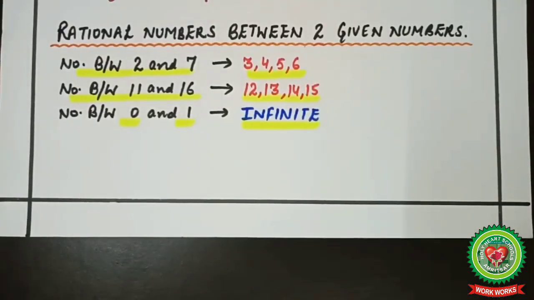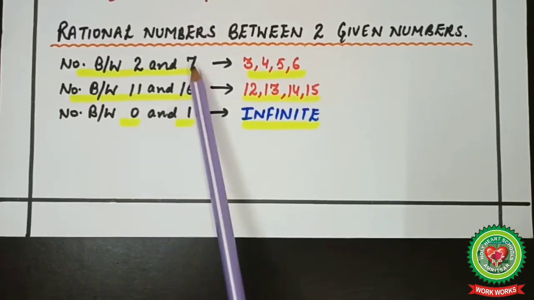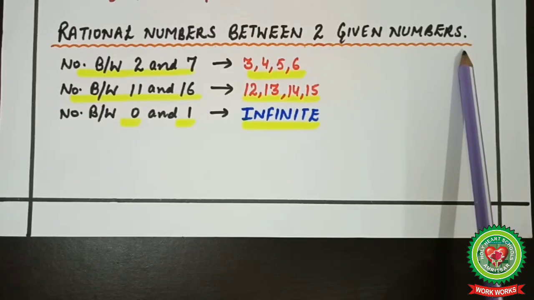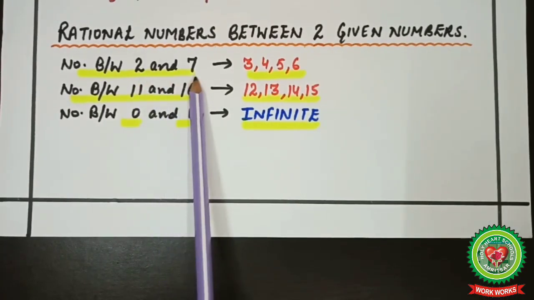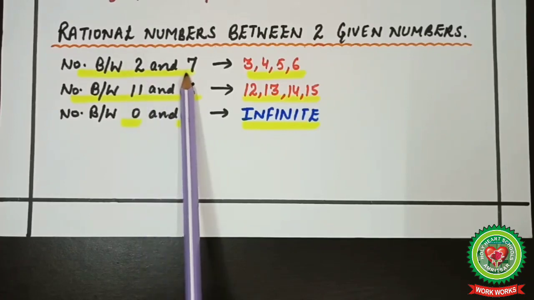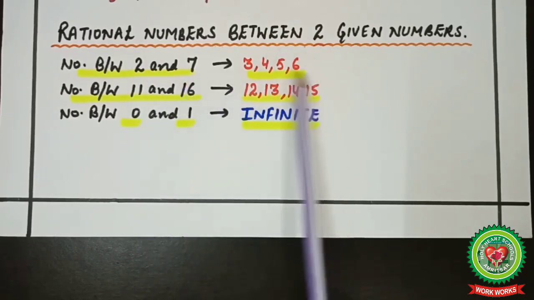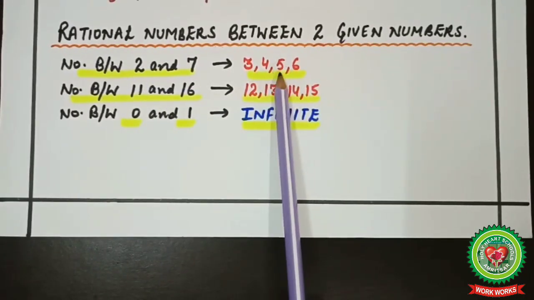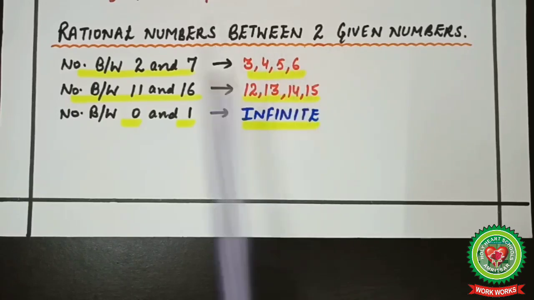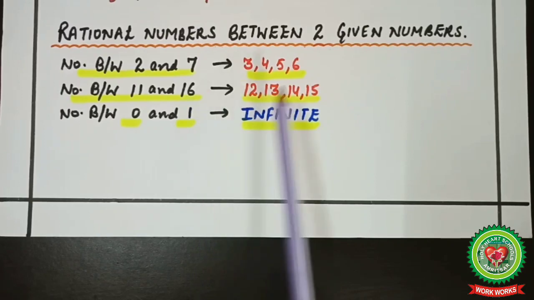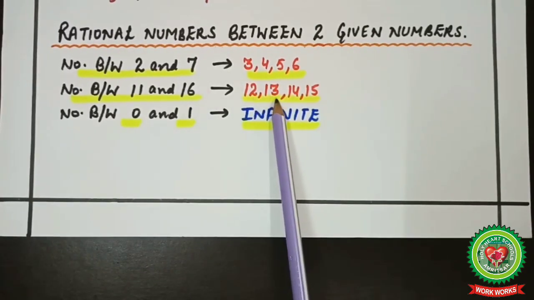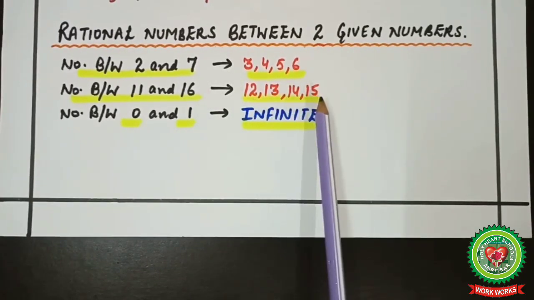But before starting our topic, students, I would like to ask you some questions. Rational numbers between two given numbers, right? So we will have simple numbers like 2 and 7. Which are the numbers between 2 and 7? Your answer will be 3, 4, 5 and 6, right? Similarly, numbers between 11 and 16. How many numbers are there? There are 12, 13, 14, 15.